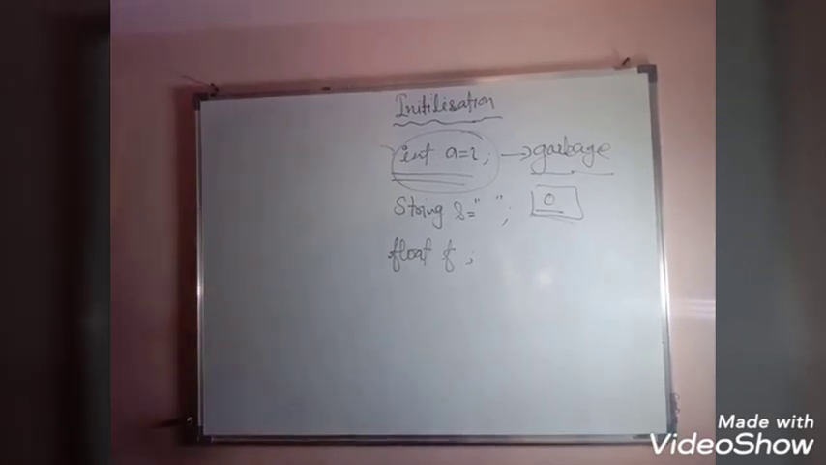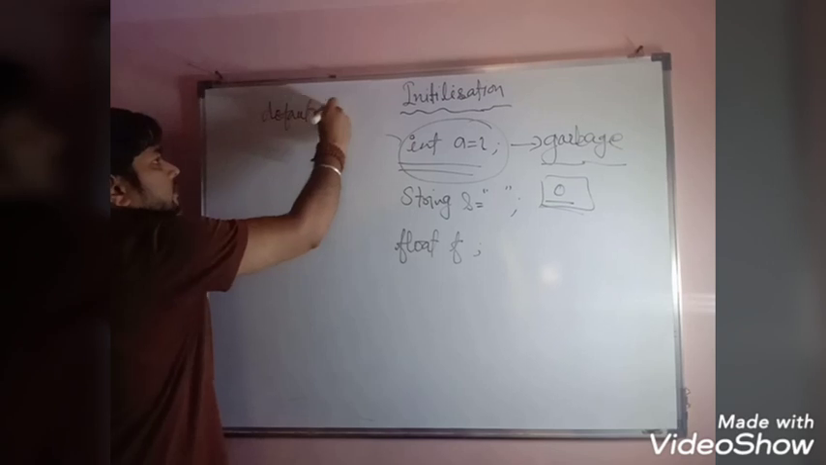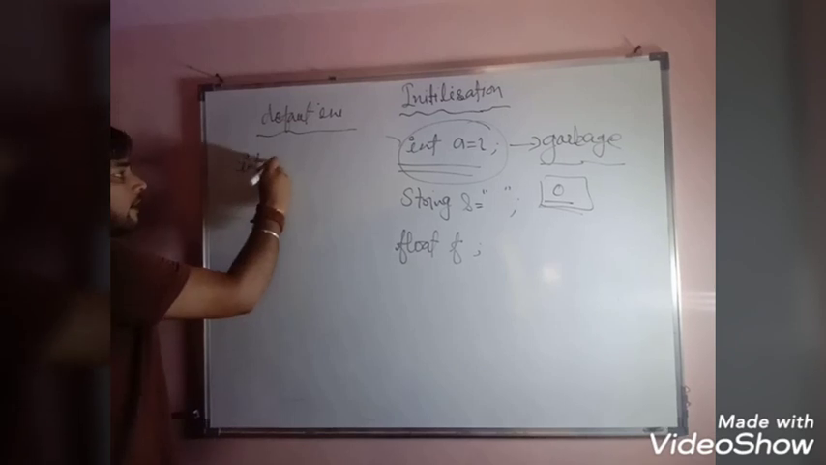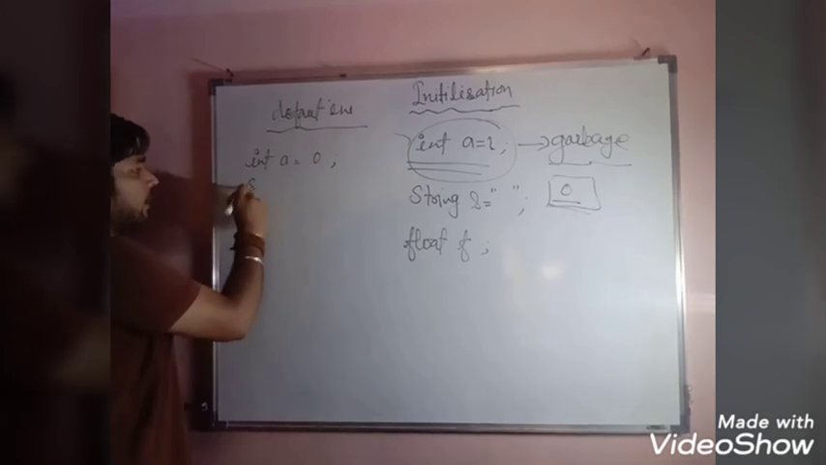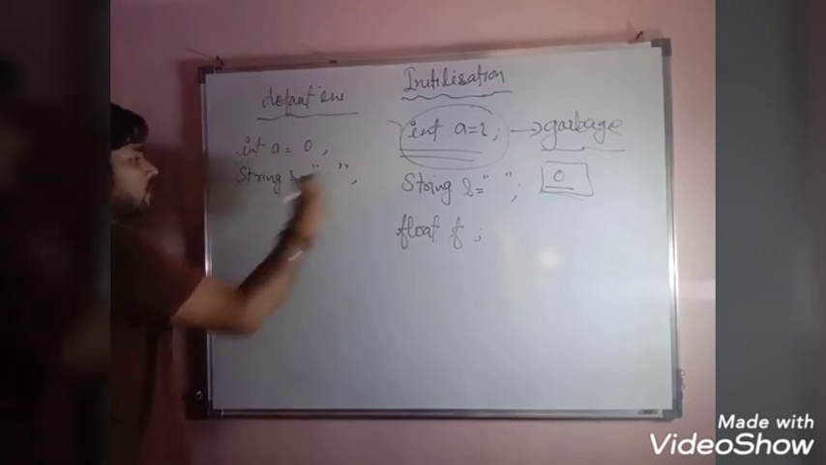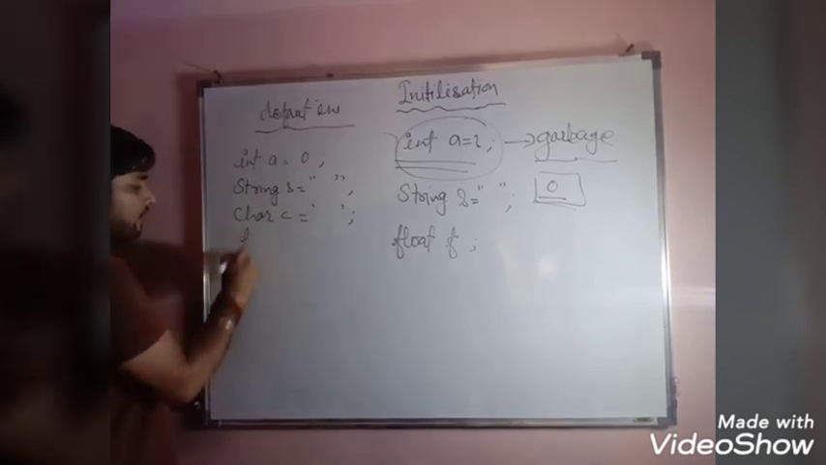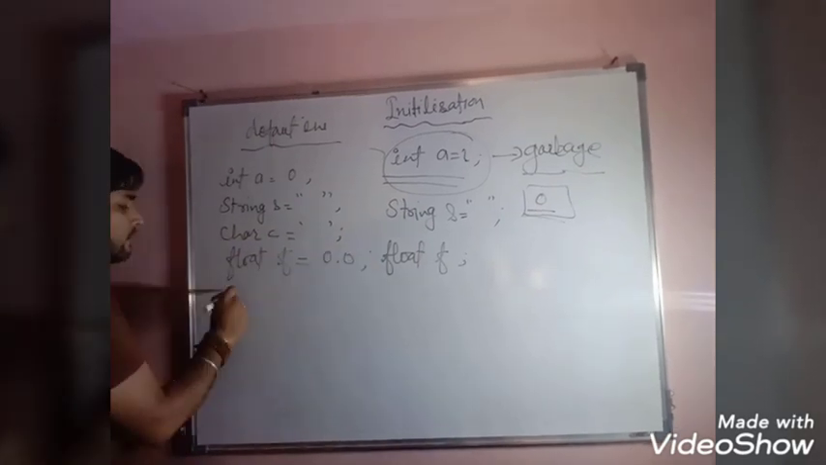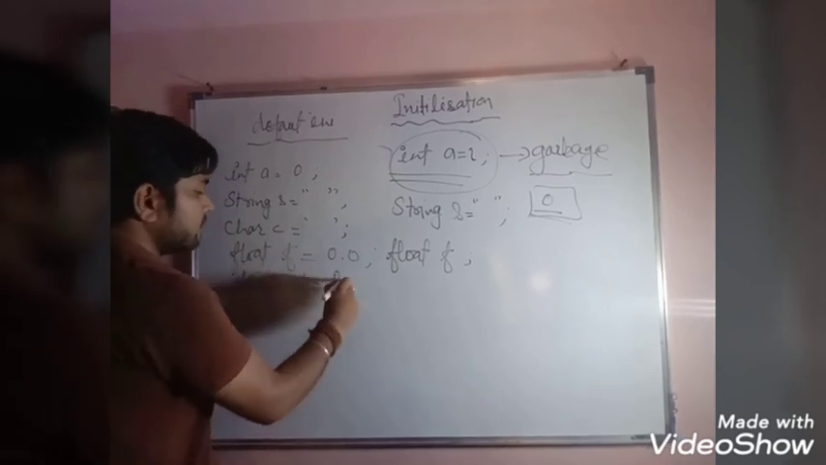Look here, default initialization. So these are some default initializations. If you are defining any integer variable, the default initialization for integer is 0. If you are defining any string, the default initialization for the string is double quotes. If you are defining any character, the default initialization is single quote. If you are defining any float, the default initialization is 0.0. For the double, the default initialization is 0.0.